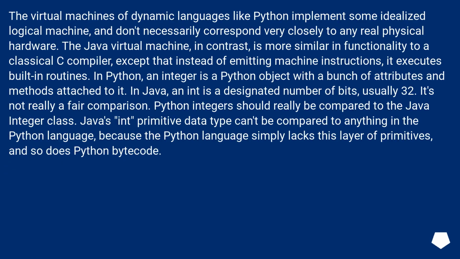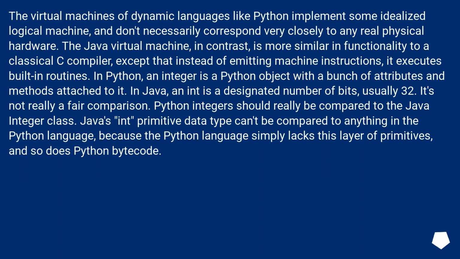The virtual machines of dynamic languages like Python implement some idealized logical machine, and don't necessarily correspond very closely to any real physical hardware. The Java virtual machine, in contrast, is more similar in functionality to a classical C compiler, except that instead of emitting machine instructions, it executes built-in routines.